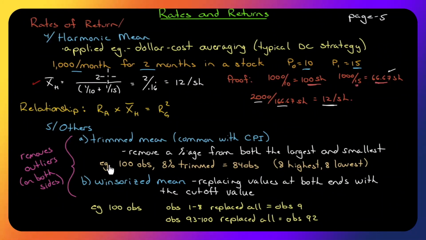So our numerator is n, which is 2. Our denominator is the inverse of the prices, 1 over 10 plus 1 over 15. It's 2 over 0.16 repeated. You get $12 per share. And I say proof. This is doing it the long way, just so that you can feel comfortable.